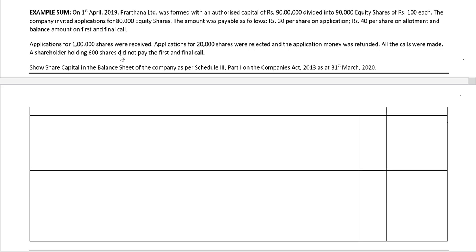Applications for 1 lakh shares were received. Applications for 20,000 shares were rejected, and the application money was refunded. All the calls were made. A shareholder holding 600 shares did not pay the first and the final call. We are asked to show share capital in the balance sheet of the company as per Schedule 3, Part 1 of the Companies Act 2013 as at 31st March 2020. So let's go ahead with the solution.